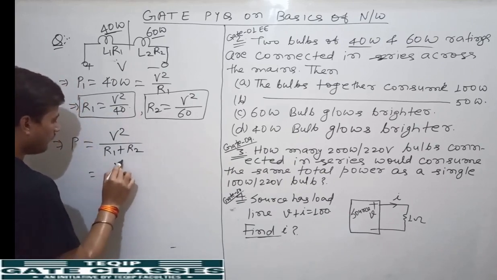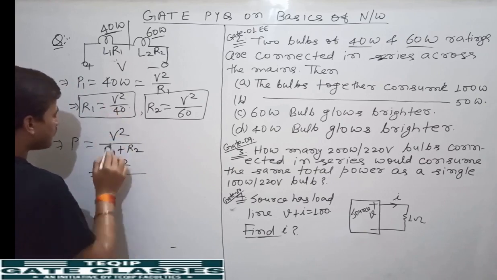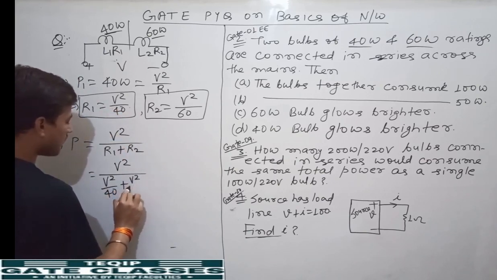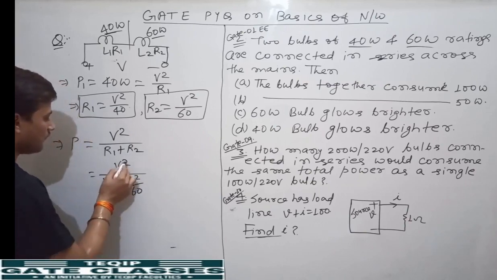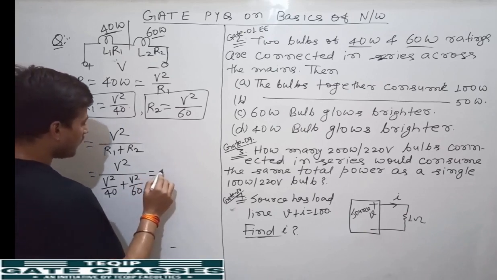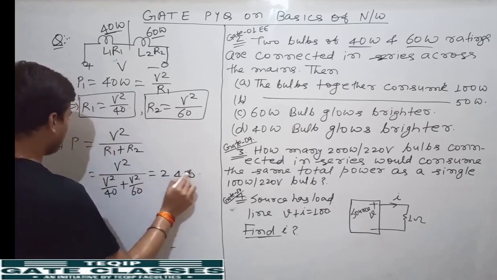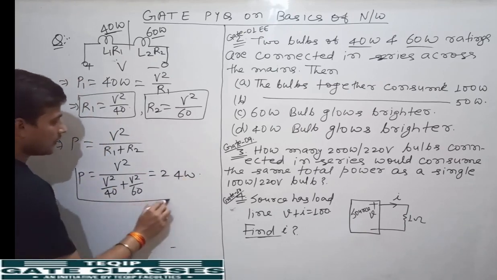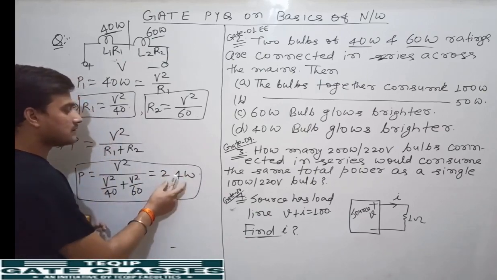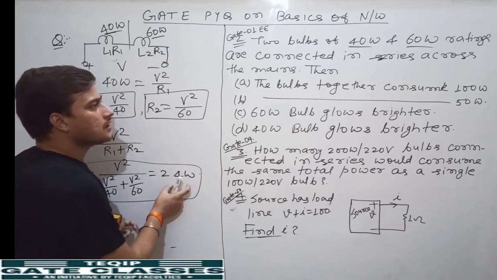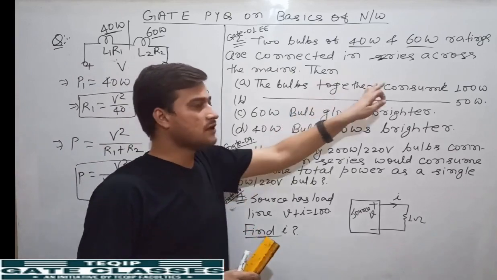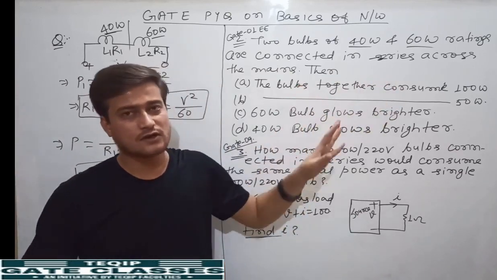Instead of R1, you can write V square by 40 plus V square divided by 60. So V square will be cancelled out, and you will get it equal to 24 watt. That means when these two bulbs are connected in series across the mains, these two bulbs together will consume 24 watt of power. That means the first option is wrong, the second option is wrong.